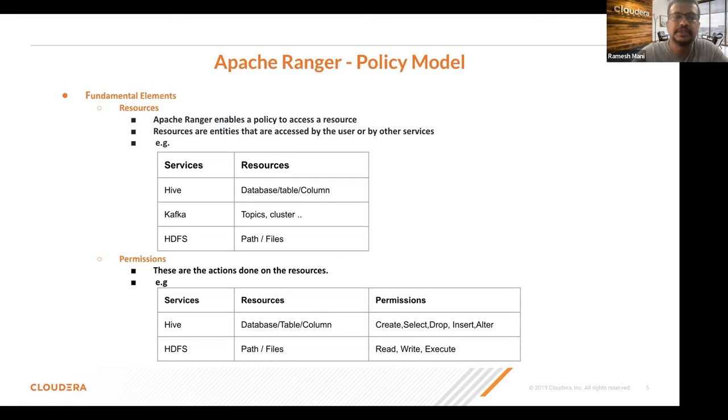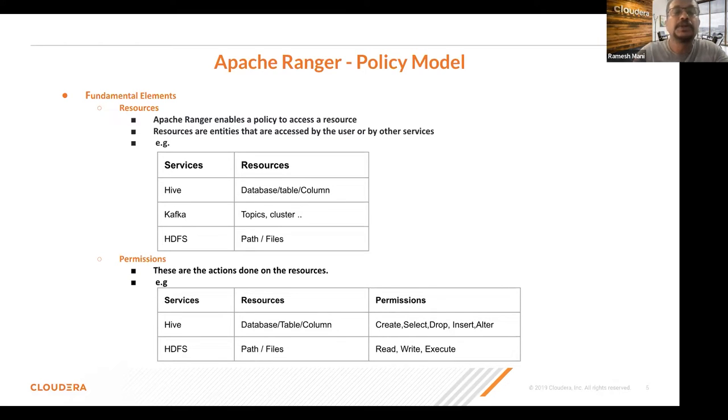So in this example, I've given Hive has its database, table and columns as its resources; Kafka has topics and clusters, and there are various other resources out there. HDFS has paths and files. Similarly, various systems have their own set of resources, which users access on a daily basis, either through their application or a Spark job, or whichever way they access. They may access this kind of data in various different ways.